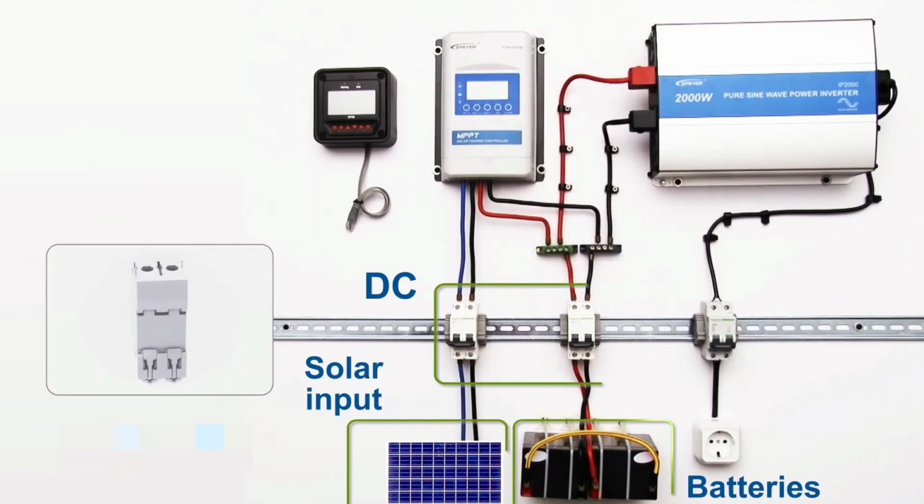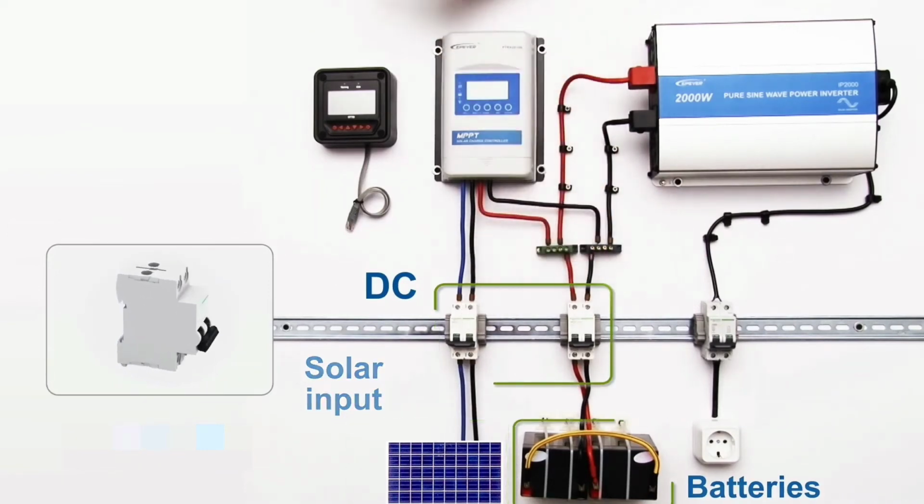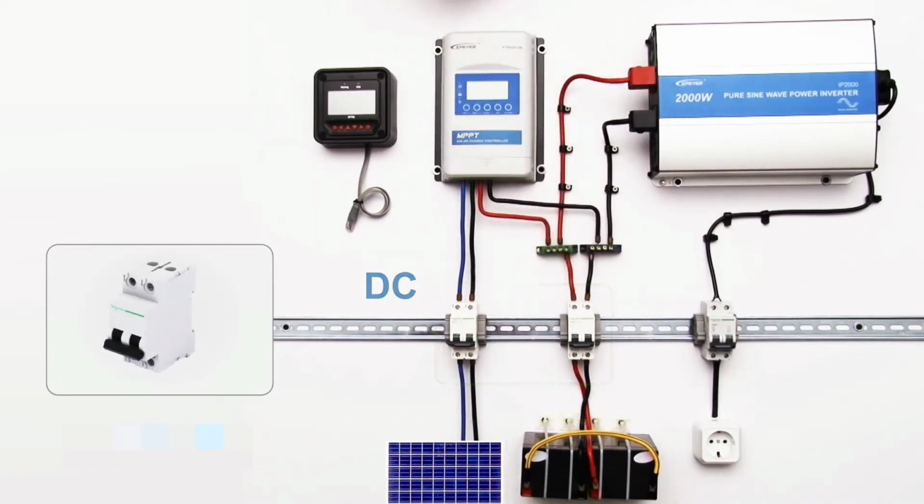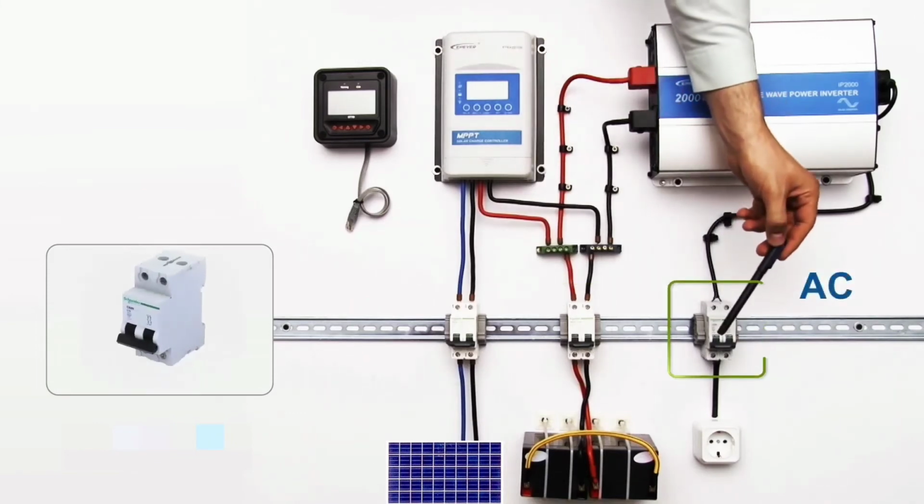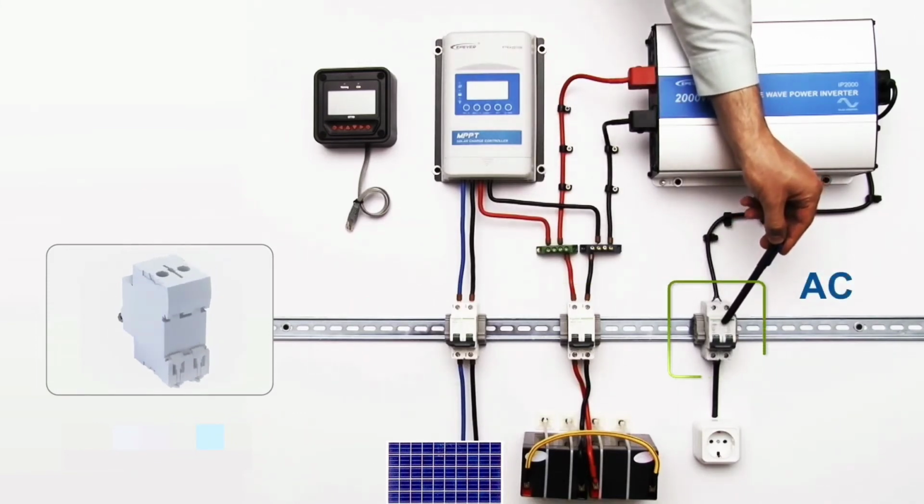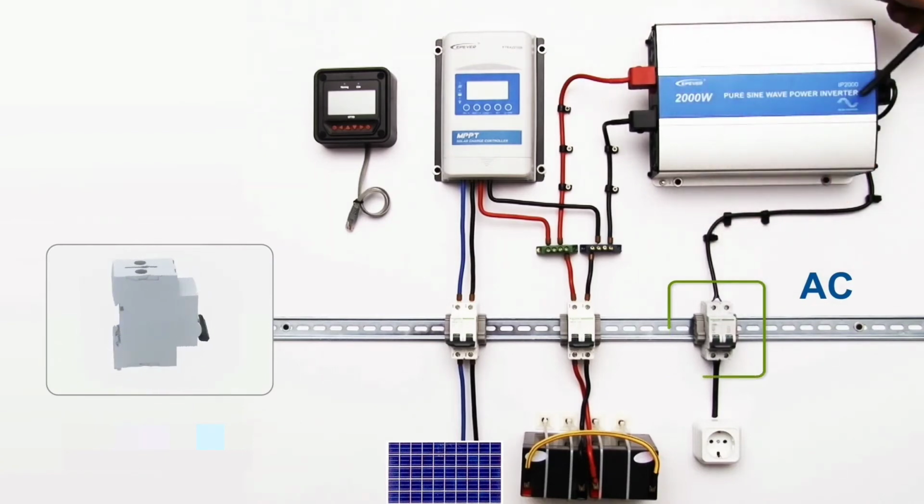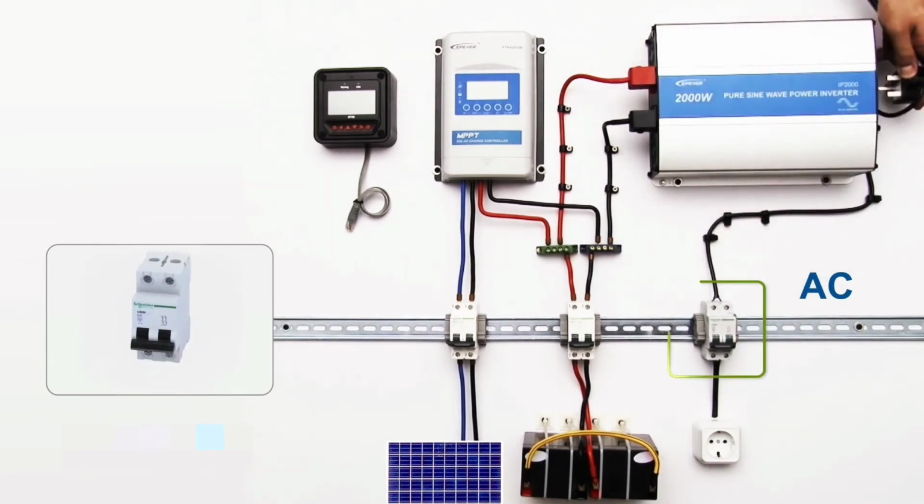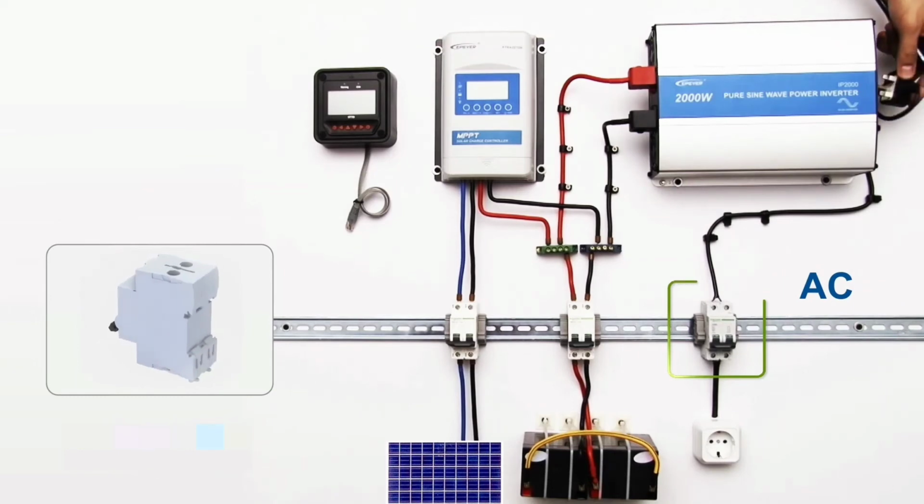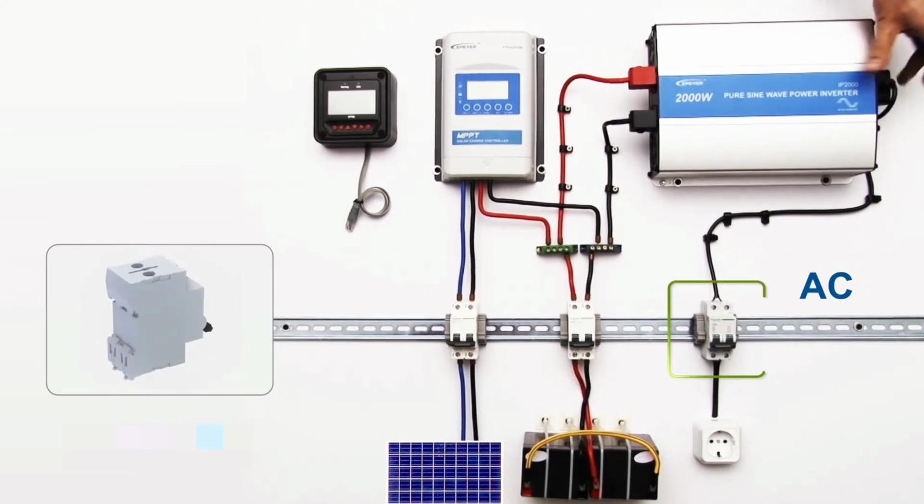Therefore, DC switches are used for solar panels and batteries. The DC switch is connected to the inverter's output consumers in case of abnormal conditions. So using the AC switch we have control over the AC output.